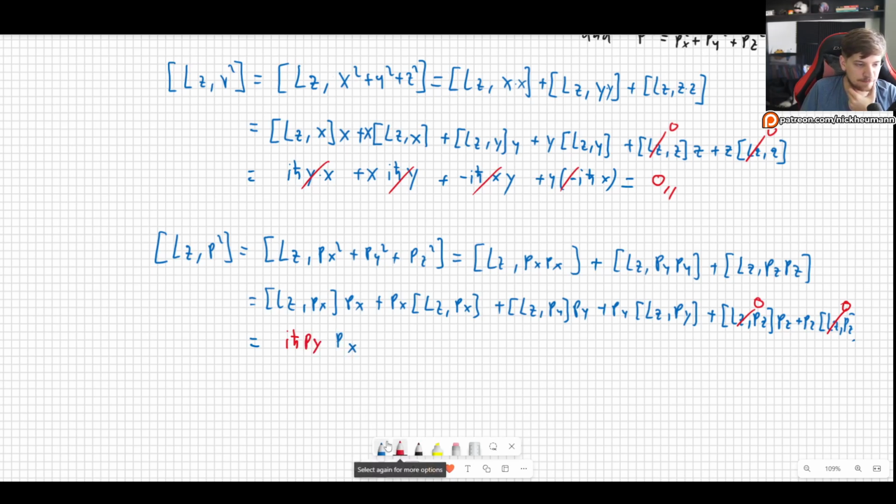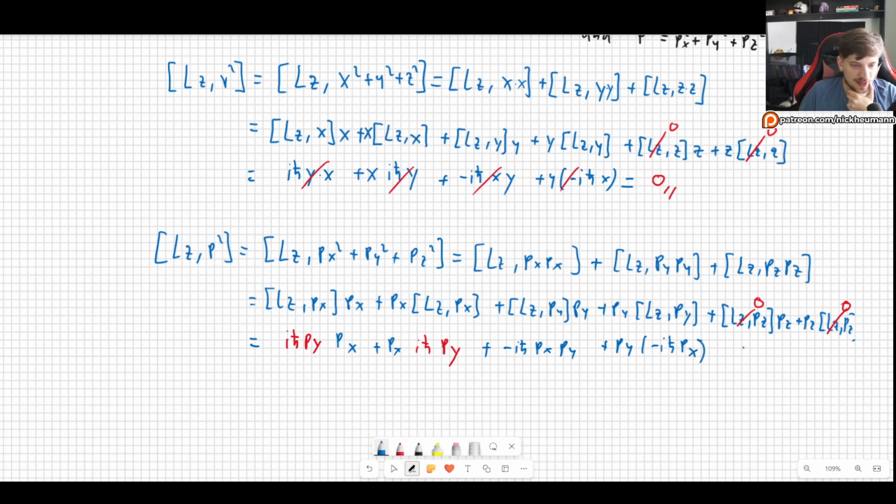Then we have plus px, the same thing, so iℏ py. Then we have Lz py. Lz py is going to be minus iℏ px. And then we have plus py minus iℏ px.